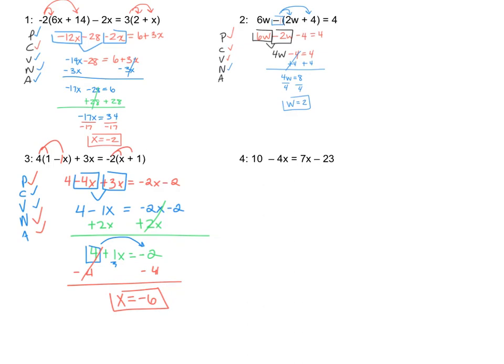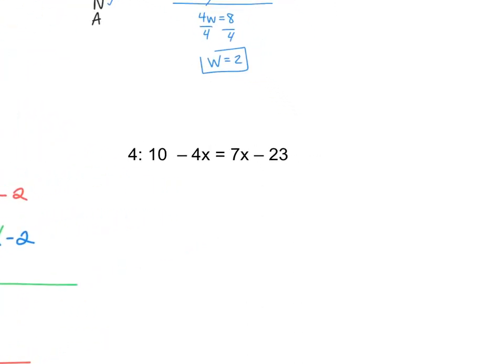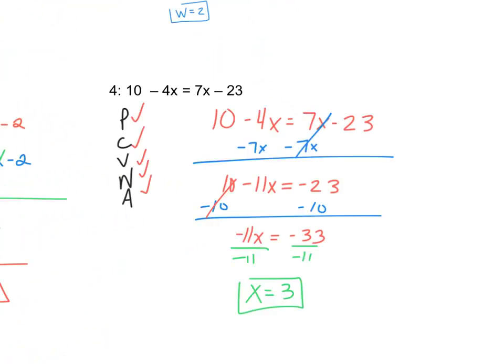Try to do this example totally by yourself. When solving this equation, you should have gotten x equals 3 as your final answer. There were no parentheses, so I couldn't distribute. There were no terms to combine, so I couldn't do that. So I had to go to the stage where I have to move all my variables to the left-hand side. I had to ask myself, how do I get rid of a positive 7x? Well, to get rid of a positive 7x, I subtract 7x from both sides.